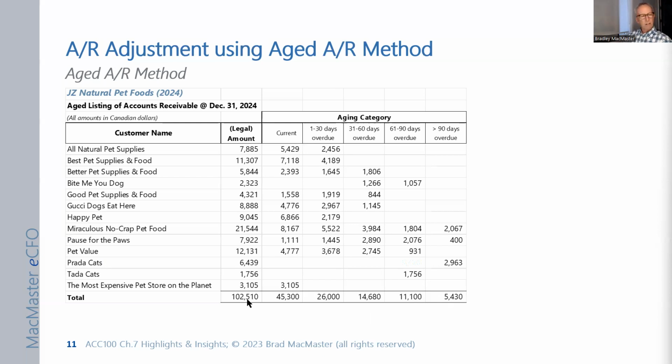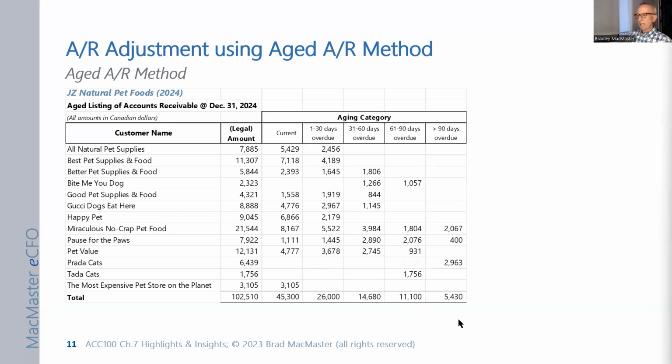So the gross amount of accounts receivable in this example was 102,510. And the distribution of that 102,000 by different age categories is presented by these totals at the bottom. That was the data that we were given in the textbook to solve a problem with. I just wanted to explain to you where it comes from.